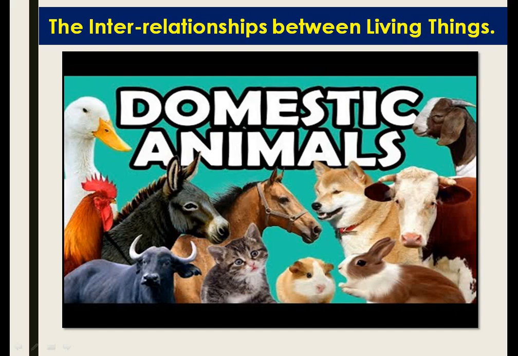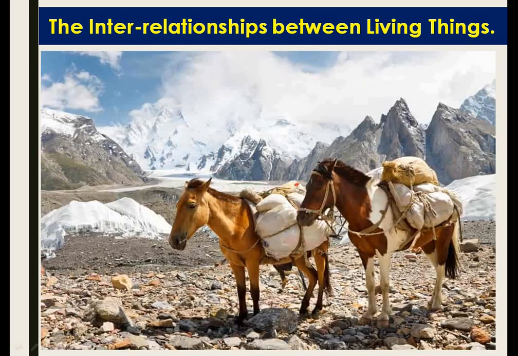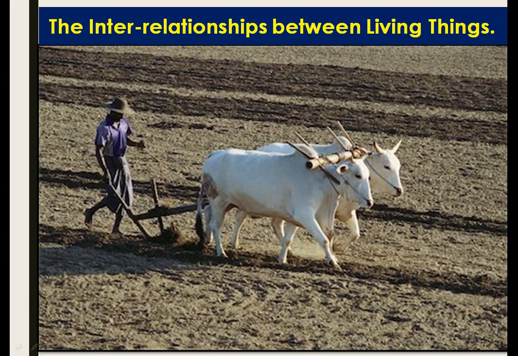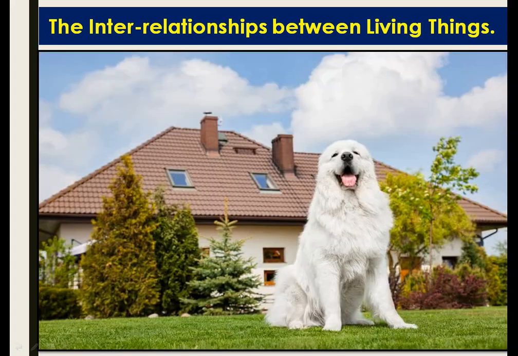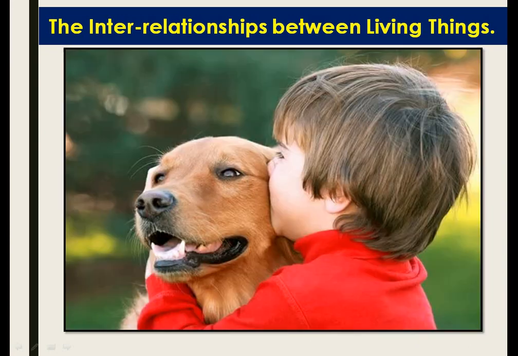Animals are helpful and used in many ways. We get egg, meat, and milk from animals. Some animals are used for carrying burdens. Domestic animals are used to help in heavy farm work in fields. Dog guards our house. Sheep give us wool. So, animals can be rightly called our best friend.